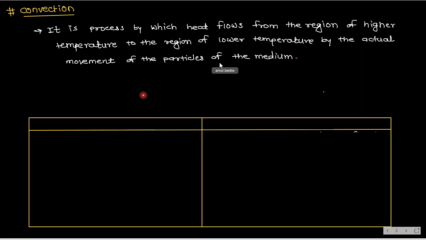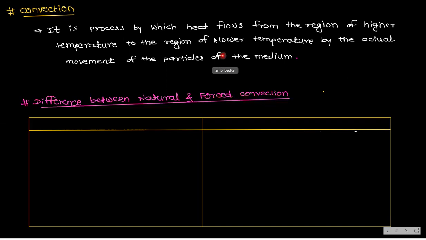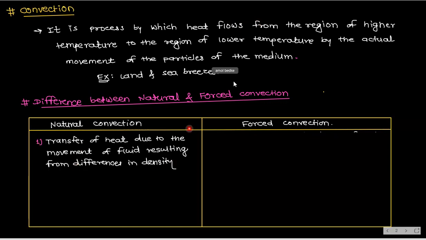Now, the difference between natural and forced convection. First point, natural convection and forced convection. Natural convection means transfer of heat due to the movement of fluid resulting from difference in density. Means hot air, cool air. Hot air will have less density, cool air will have more density, and that density will decide the flow. That is natural convection.